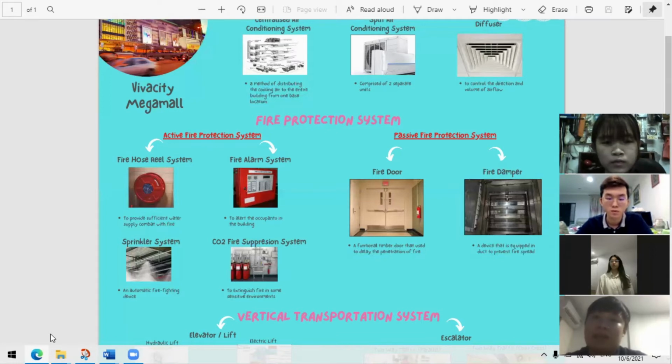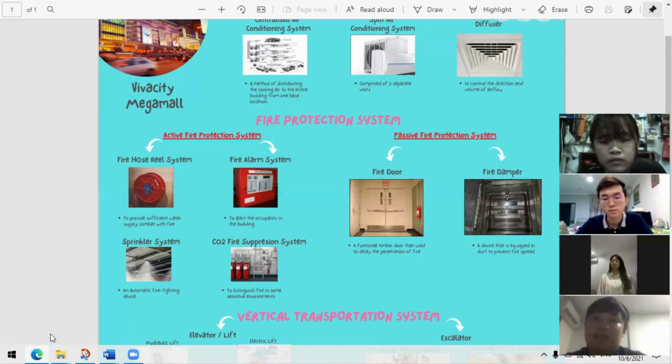And the fire alarm control panel serves as a central point for all the fire alarm devices to be linked together. When the detector senses the presence of fire, it will send a signal to the fire control panel, and the occupant can also choose to break the manual call point in order to activate the fire alarm system.